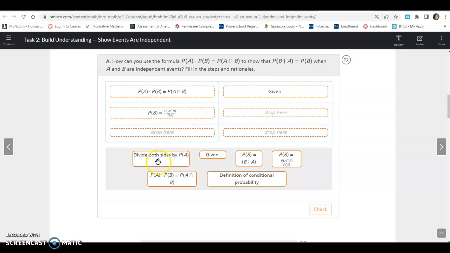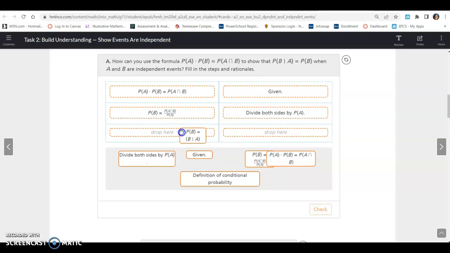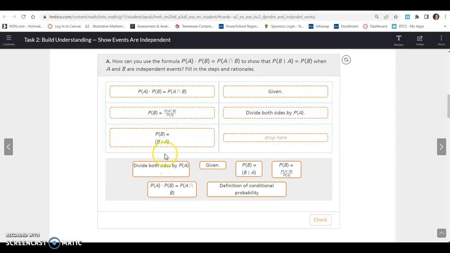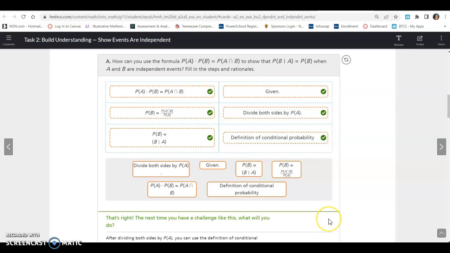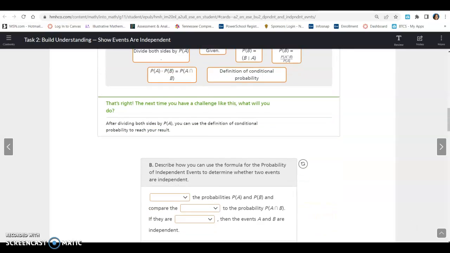All right, so what did we do? We divided both sides by P of A. There should only be a couple choices left. So we're going to have P of B equals the conditional probability of B given A, and that's going to be the definition of conditional probability. If you look at the choices you have and logically make sense, then you can just fill in those blanks that way.